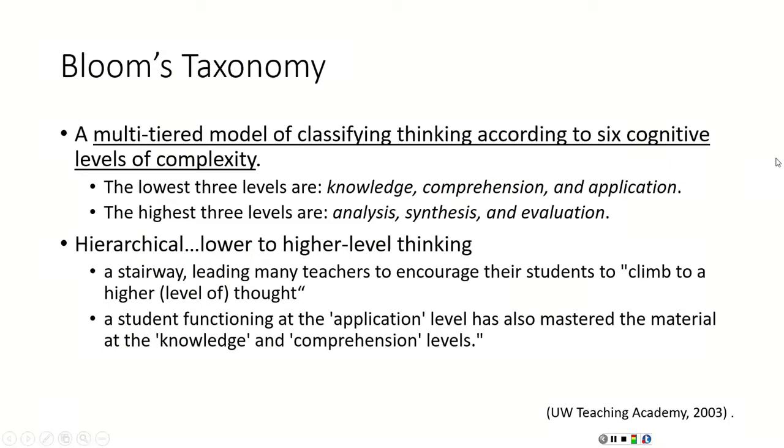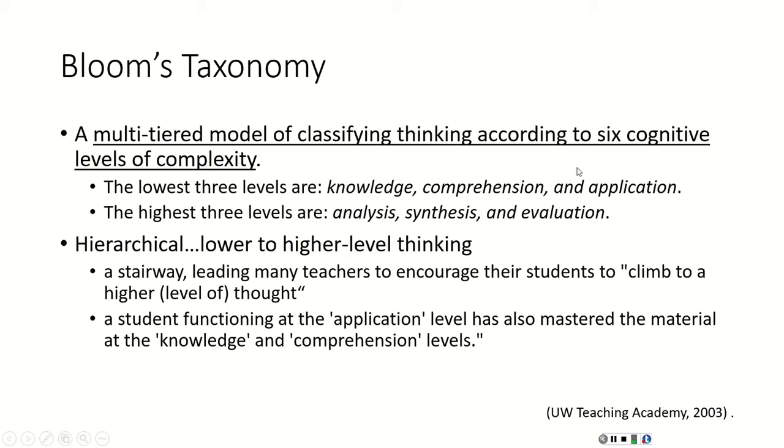So our focus this week is on writing 4-part learning objectives. And before we can do that, we have to understand Bloom's taxonomy. You may or may not be familiar with Bloom's taxonomy. What it is, it's a multi-tiered model of classifying thinking. And it's divided into 6 levels of thinking or cognitive levels. And taxonomy is just another word for classification. So it's a classification of levels of thinking.